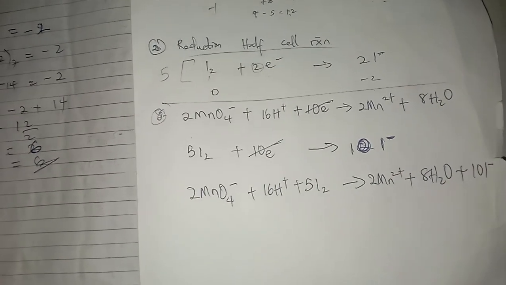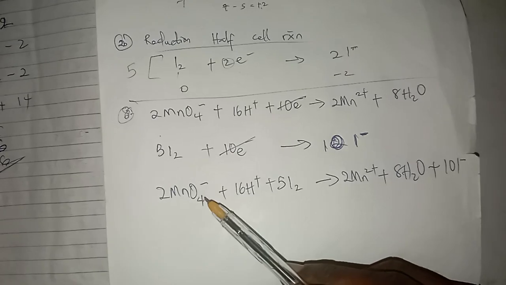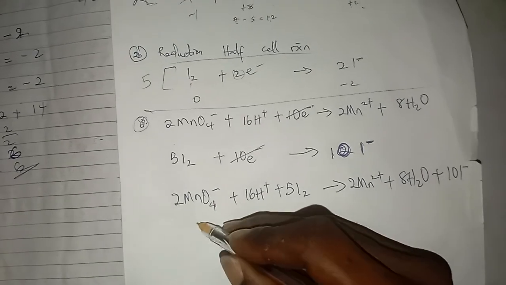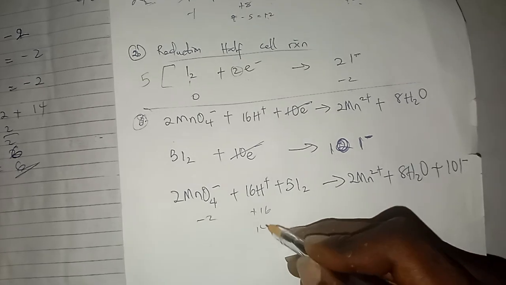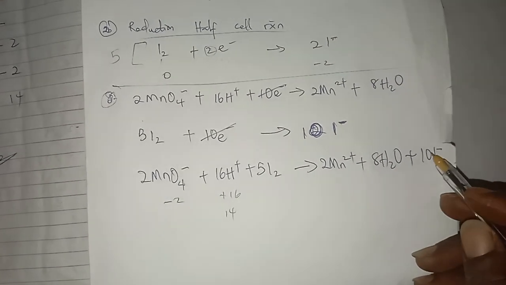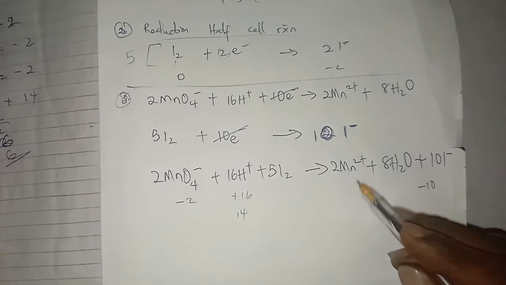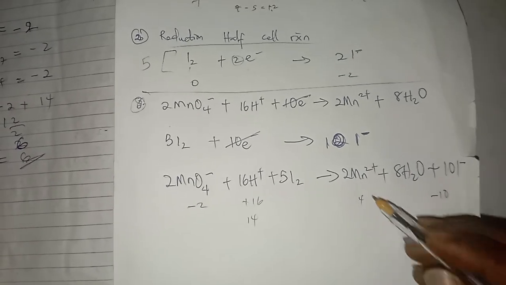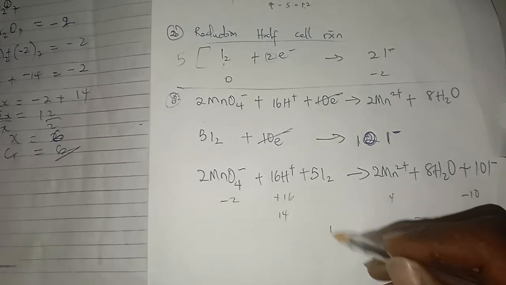Okay. So if I check this now, I'm having minus times 2, minus 2, then plus 16, which is 14. Let's do this one. I'm having minus 10, then this is 4, and this is not correct, this is wrong.